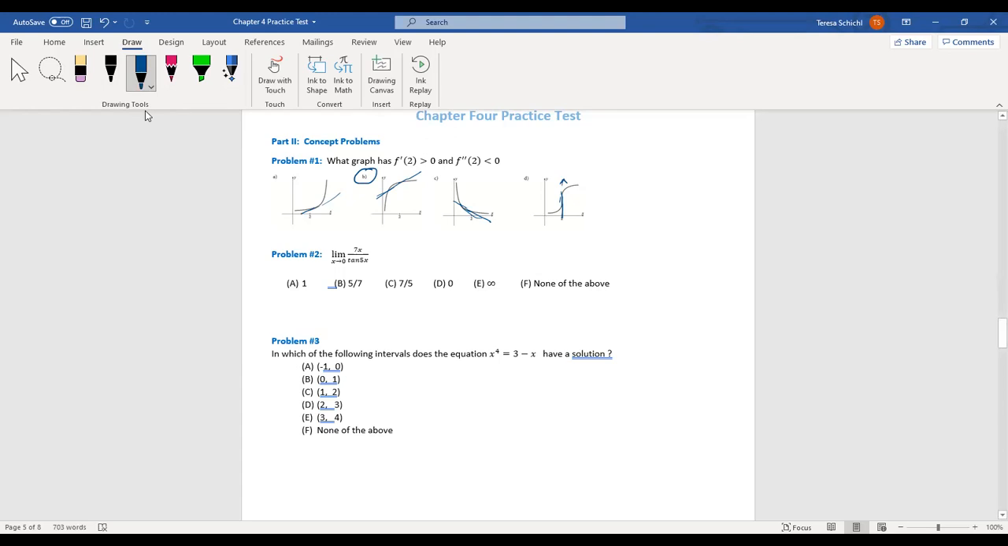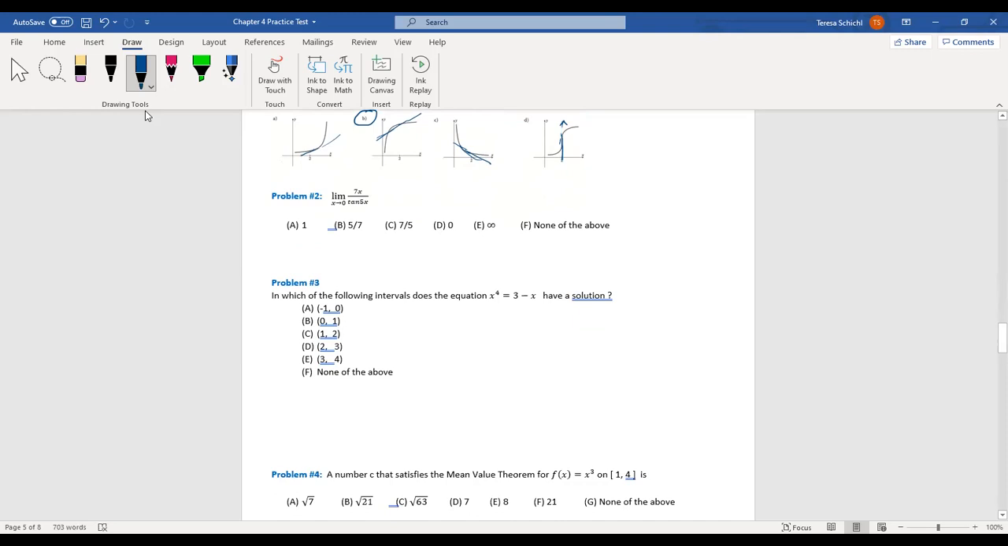Now let's look at the second one. When x approaches 0, 7x approaches 0, and tangent 5x approaches tangent 0, which is 0. So we have 0 over 0, which is indeterminate. So we need to use L'Hopital's rule.